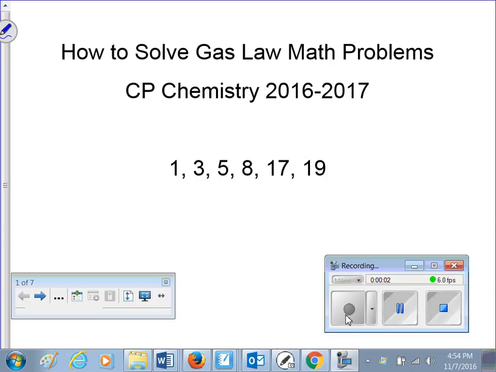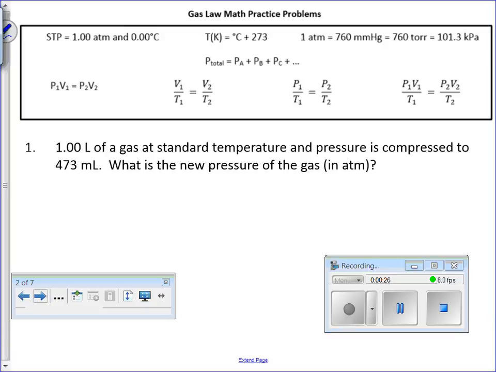Okay, so we're going to talk about how to solve gas law math problems. I'm going to work through some examples for you. What you need is your calculator. You need your math problems, and specifically we're going to do 1, 3, 5, 8, 17, and 19. And you also need some paper so that you can write down and follow along with the steps that I'm doing. Before we start, I want to point you to the table that's up here.